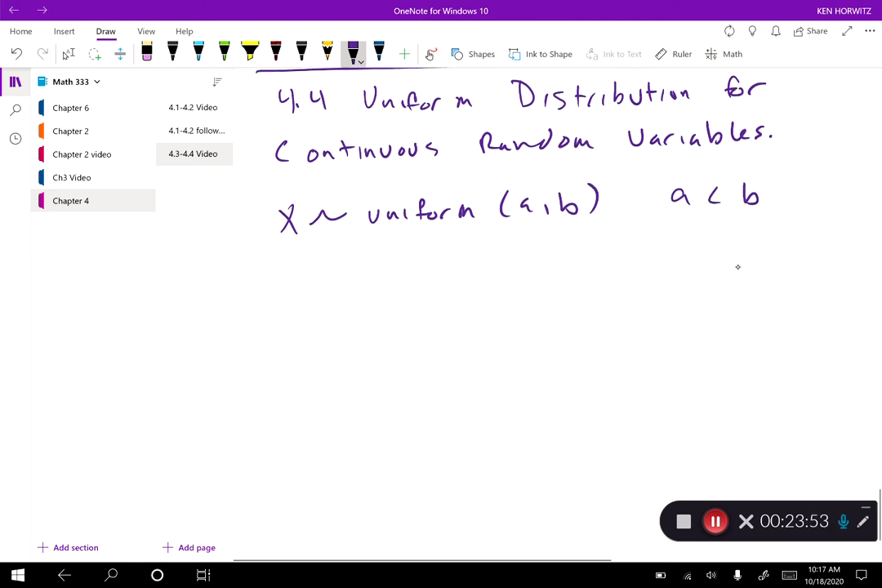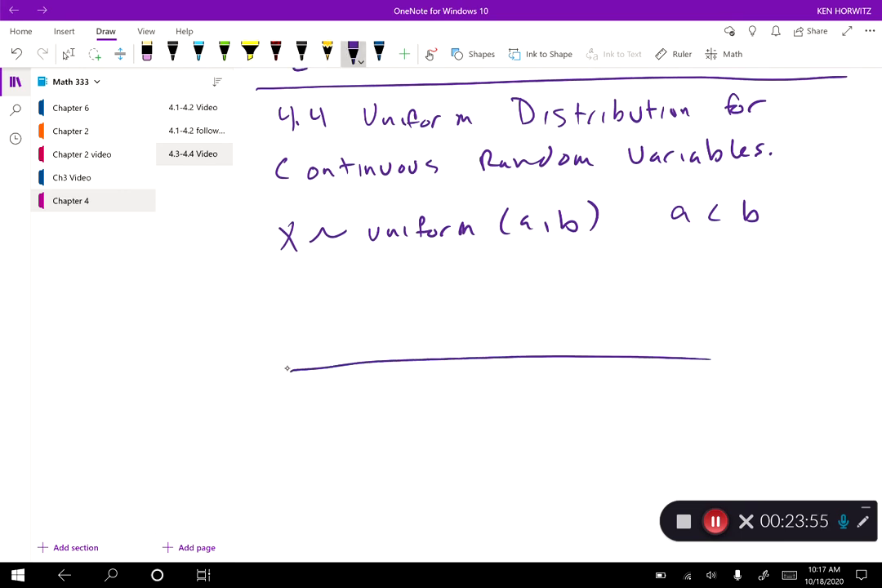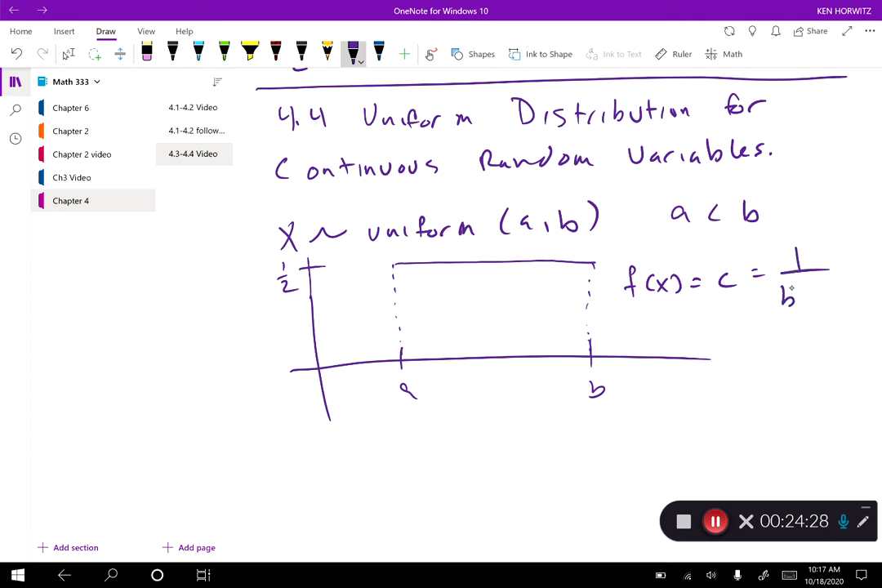All right, so let's draw this out real quick. So if I have, there's my a, there's my b. Say it goes up that high. If it's uniform, it's the same all the way across. So we could say that f of x is a constant, which equals 1 over b minus a.